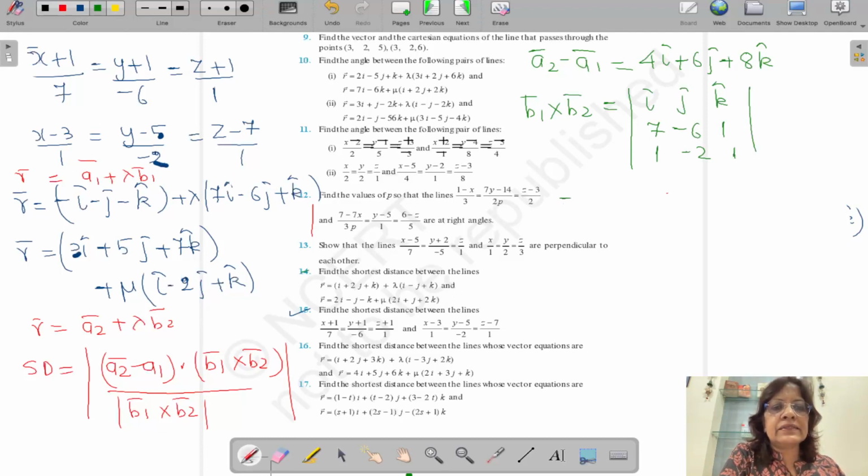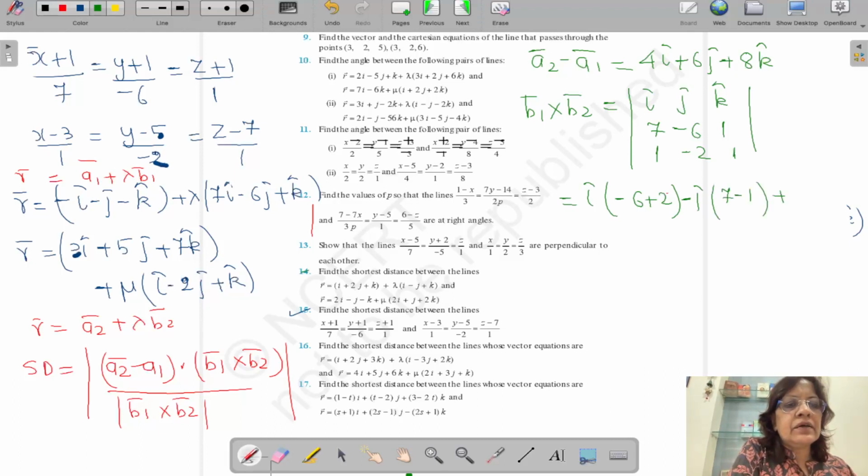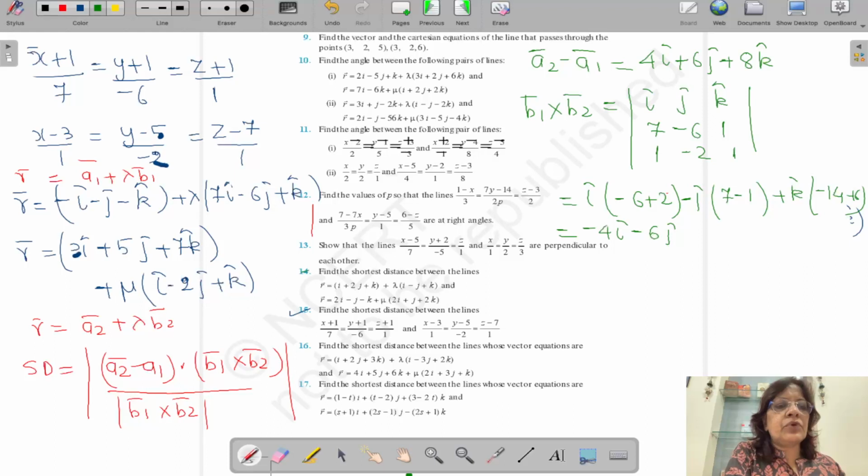When you expand this, i times (minus 6 plus 2), minus j times (7 minus 1), plus k times (minus 14 plus 6). So this is coming out equal to minus 4i minus 6j minus 8k. This is your b1 cross b2.